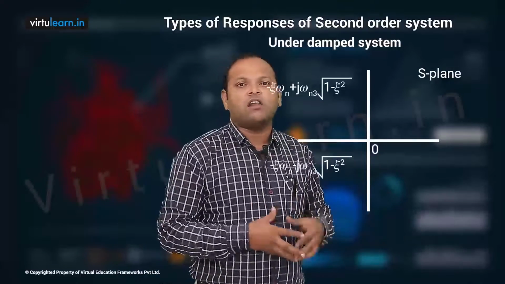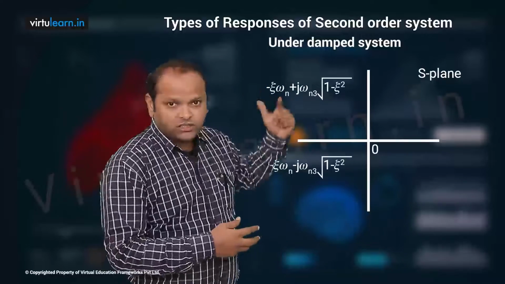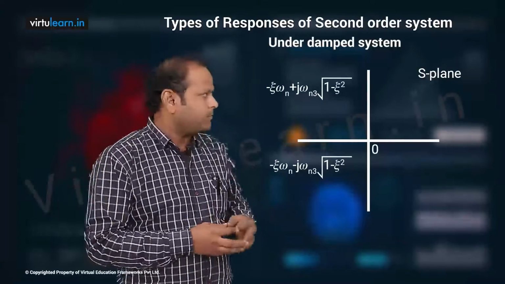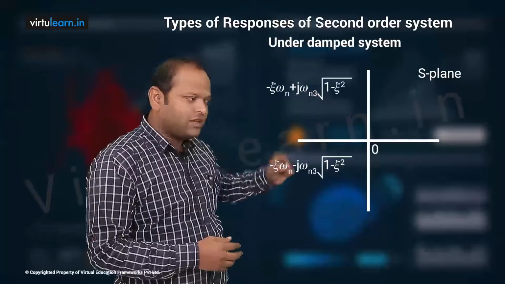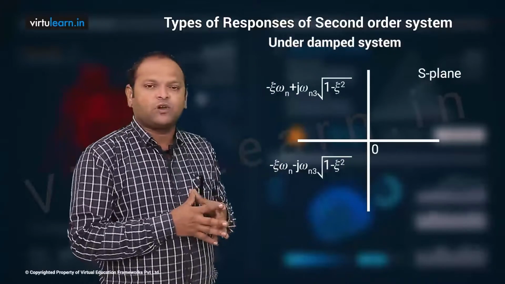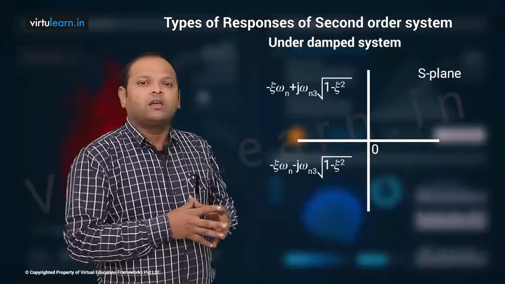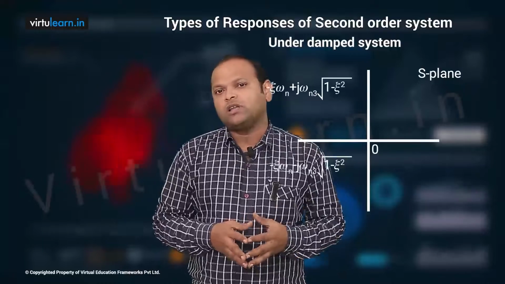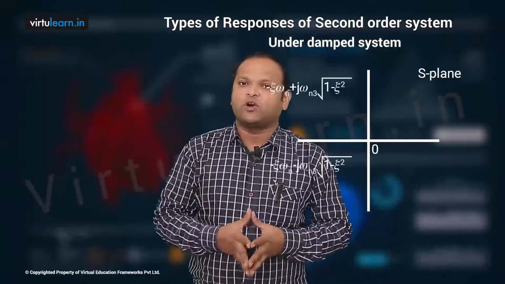Complex conjugates are always in pair. Even imaginary ones we have always in pair. So one pole here, another pole here. The kind of response we get with these poles for any step input is called underdamped response.